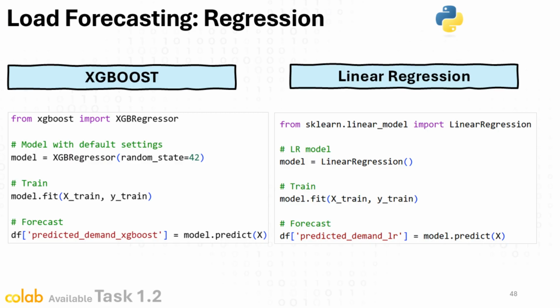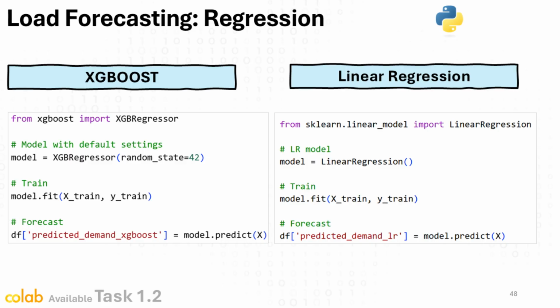On the right, we implement a more traditional linear regression model using scikit-learn. This serves as an excellent baseline for our forecasting task. Linear regression assumes a straight-line relationship between our predictors and the load. While simpler than XGBoost, it is highly interpretable and often surprisingly effective when we have engineered strong features like our interaction variables. Following the same pipeline, we fit the model to our training data and use the predict method to generate a demand forecast for the entire week.